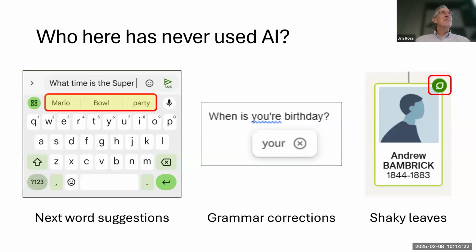How about those green leaves? Anybody here know what those green leaves are? So that's AI too. But all of these are AIs where you're not asking for it, it's just giving it to you. What I'm going to talk about today is when you ask for it. So when you proactively are asking AI to help you.